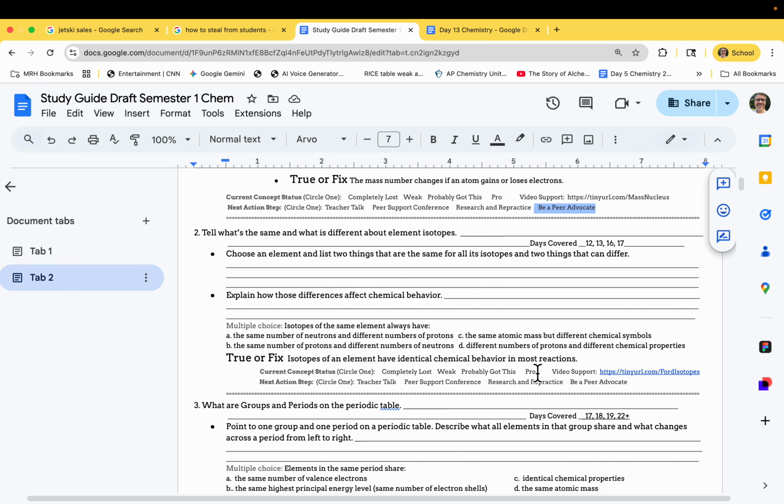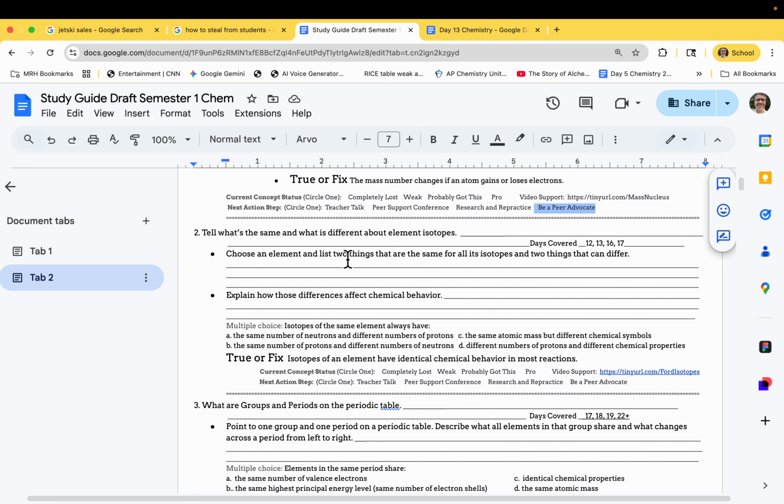Number 2, tell what's the same and what is different about element isotopes. What is the same is the number of protons. What is different is the number of neutrons. Remember, isotopes are atoms of the same element that have the same number of protons, but different numbers of neutrons. What is the same? Same number of protons. What is different? Different numbers of neutrons.